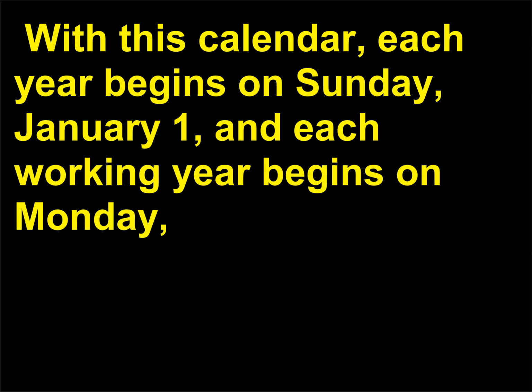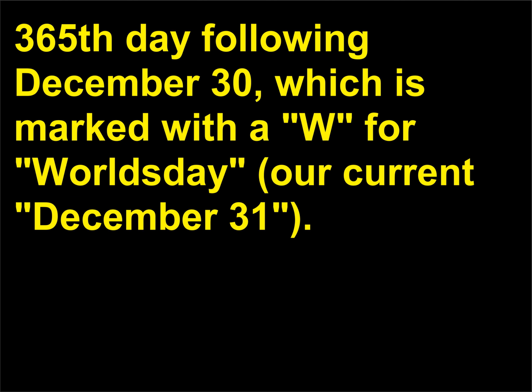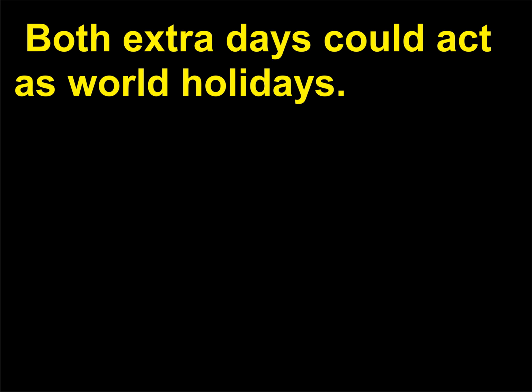With this calendar, each year begins on Sunday, January 1st, and each working year begins on Monday, January 2nd. The reason why the calendar is called perpetual or perennial is that the year ends with a 365th day following December 30th, which is marked with a W for World's Day, our current December 31. Leap year days would still have to be added, such as at the end of June. Some suggest a June 31 be added. Both extra days could act as world holidays.